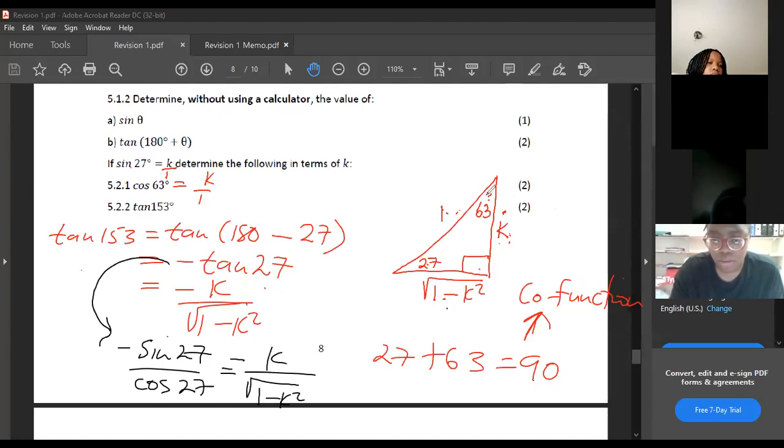So I want to ask on 5.2.1, why is your cos 63 equal to k over 1? Because your adjacent is square root of 1 minus k squared. No, remember, we are saying cos 63. You see, the angle is here. If the angle is here, which one is the adjacent side? This is not the adjacent side. It's the opposite of 63. The adjacent is this one. You look at it differently. You're looking at it from this side. The side below the angle is k, below 63. I'm not talking about below 27, I'm talking about 63. Okay, thank you.